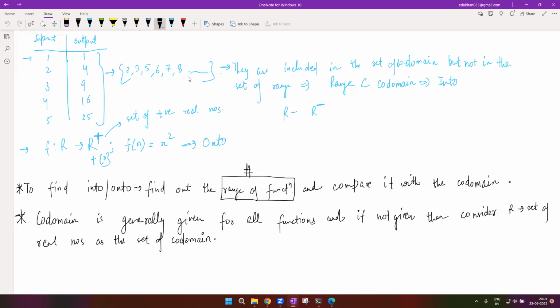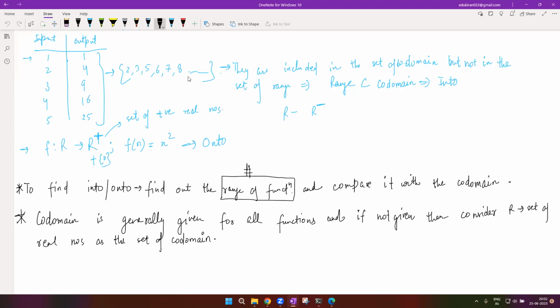And last year this actually happened. One question was there, basically on this only, in which you had to find out whether the function is onto or into. And they didn't give the codomain. So everybody asked to cancel the question, saying the information was incorrect. But no, the information was correct, because if no codomain is given, then you always consider R, the set of real numbers, as the set of codomain. And it happened exactly like that.